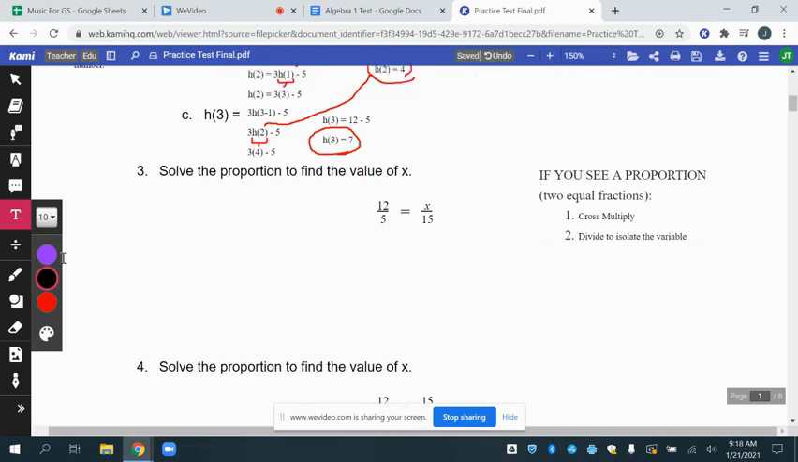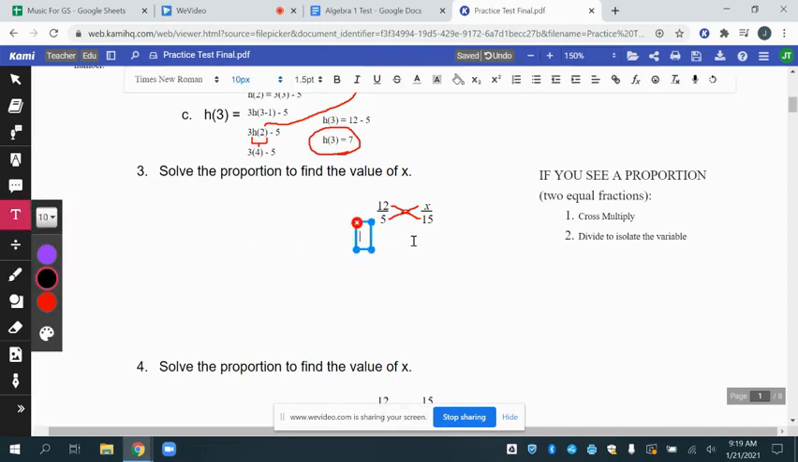Are we ready? I'm going to cross multiply. 5 times x, 12 times 15. That's what I should get. 5 times x, 5x, equals 12 times 15. I'm okay if you use a calculator for multiplication like this. I know that some people are not big fans of that. Perfectly okay. I'm going to do it without a calculator. I'm going to get 180.